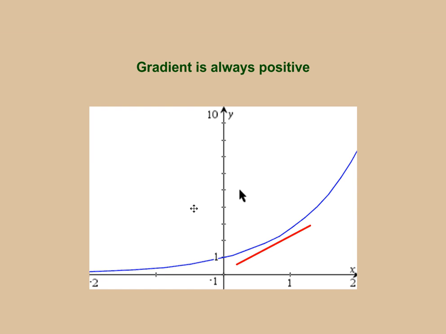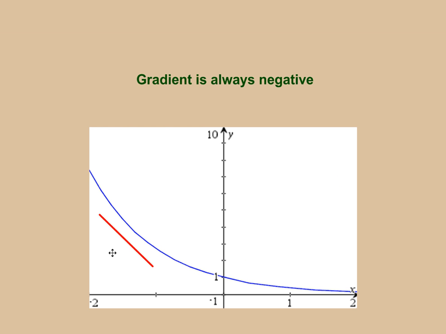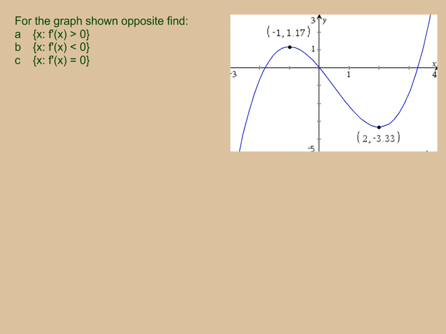And we can see in this example, the gradient of this graph is always positive, whereas the next one, you can see looking at the tangent line, because it slopes towards the left, it has a negative gradient. So what we're going to do is analyse this graph and have a look at when it has a positive gradient, a negative gradient, and when the gradient is 0. Okay, let's have a look at the first part.